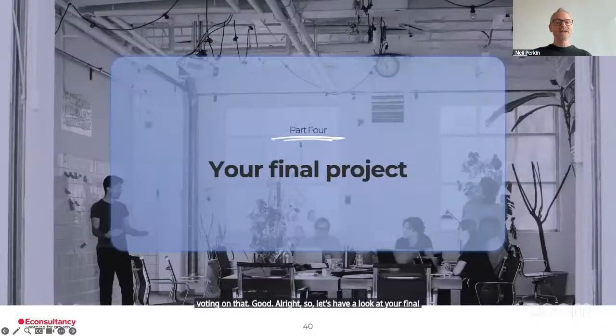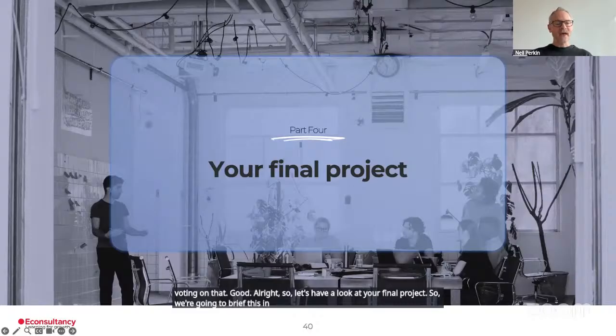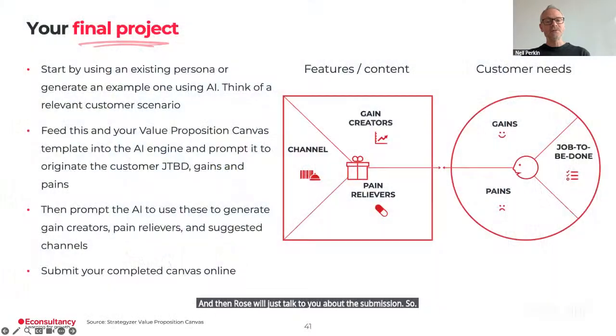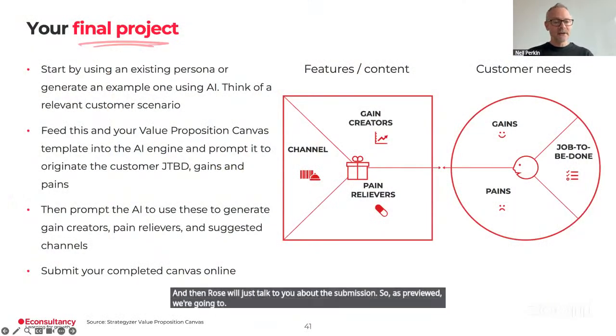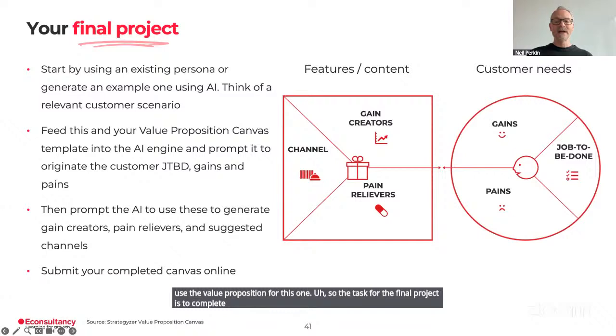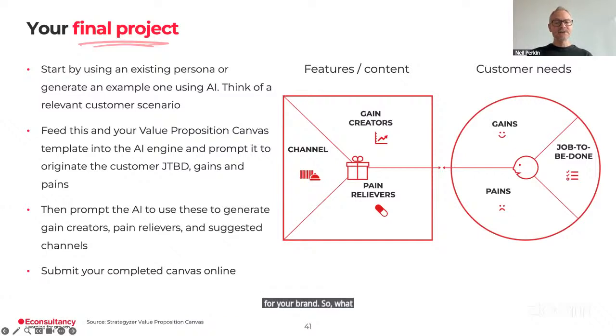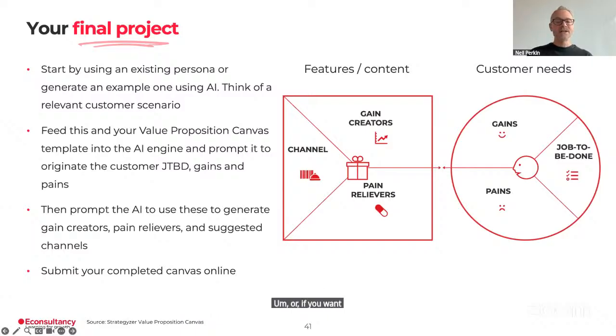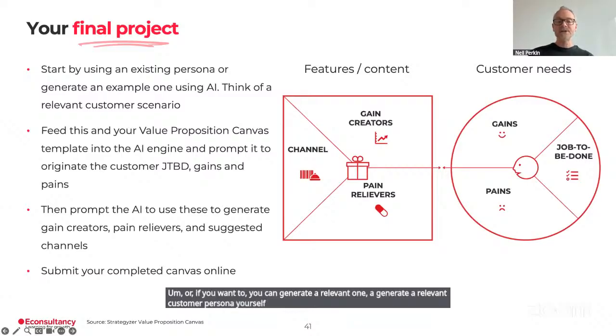So we're going to brief this in now, and then Rose will just talk to you about the submission. As previewed, we're going to use the value proposition for this one. The task for the final project is to complete a value proposition canvas for your brand. What I'd like you to do here is to start by using an existing customer persona that you're familiar with, or if you want to, you can generate a relevant customer persona yourself using a generative AI tool.